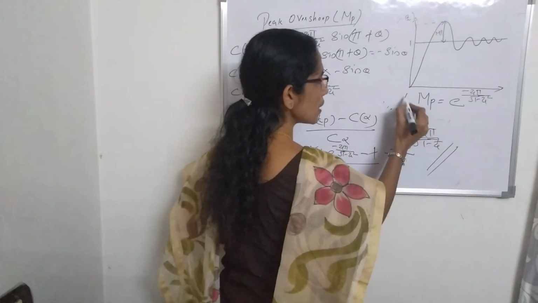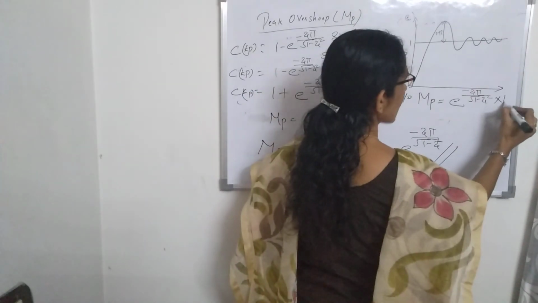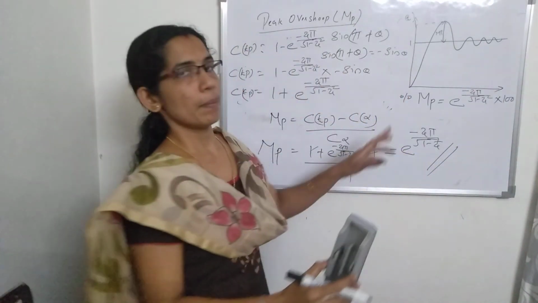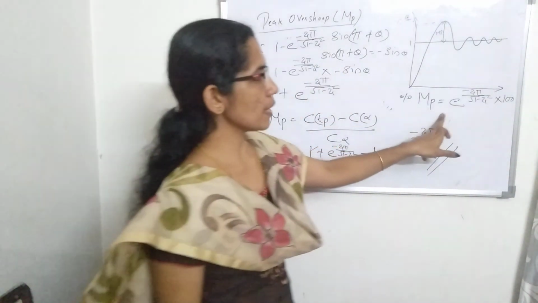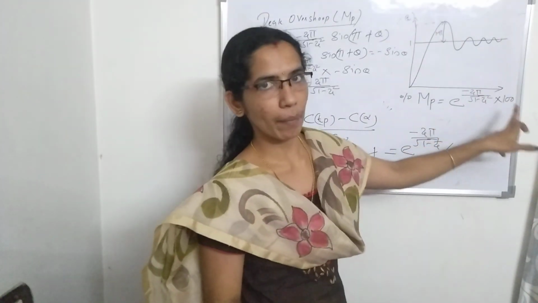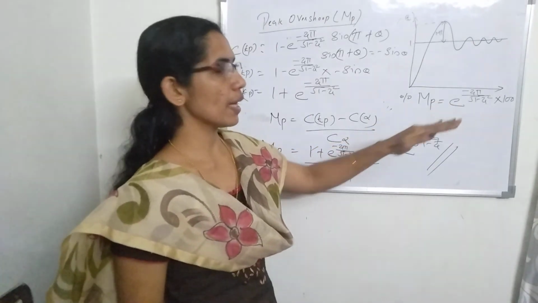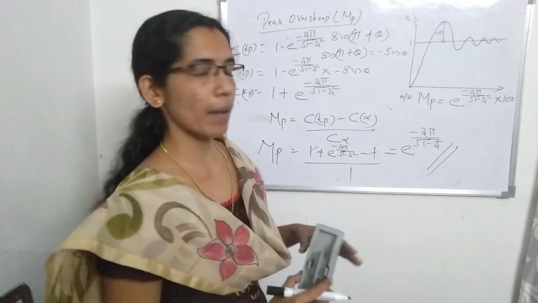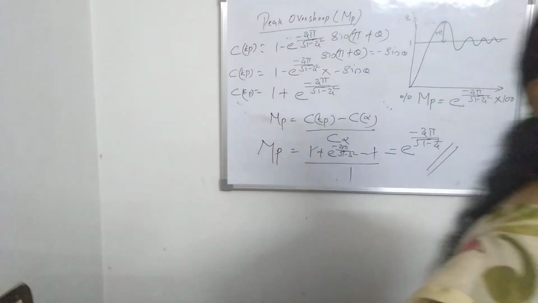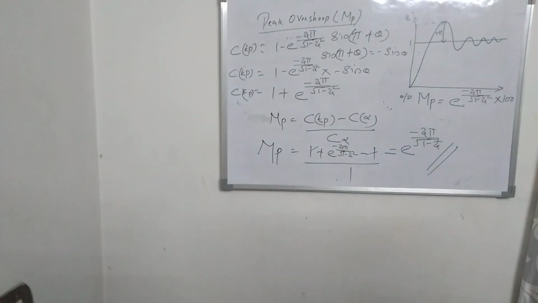If the question asks for percentage MP, then multiply this answer by 100. Percentage peak overshoot equals e raised to minus theta pi by root 1 minus theta square into 100. Peak overshoot is the ratio between maximum peak value and final value, and the maximum peak value is measured from the final value.